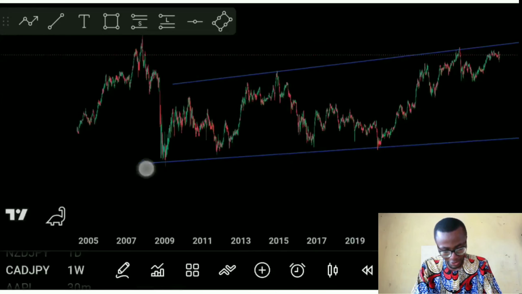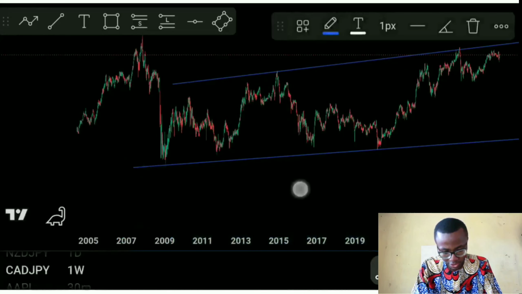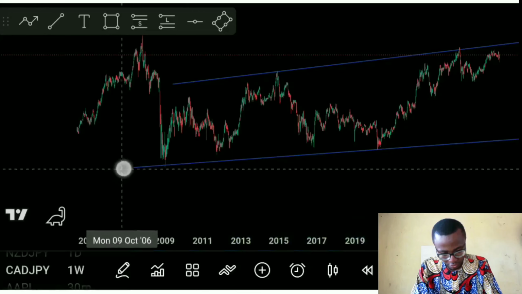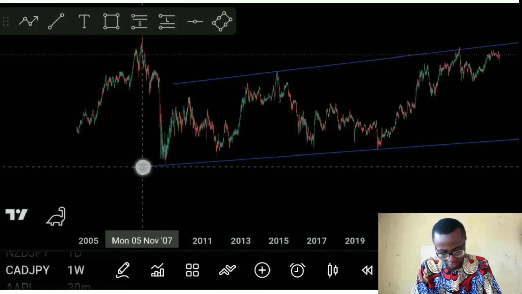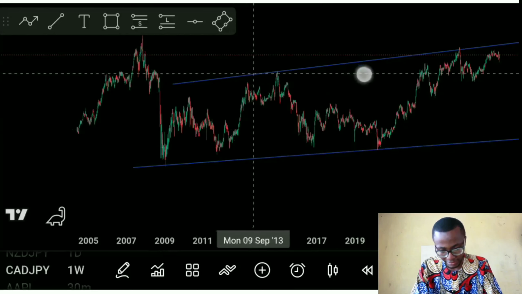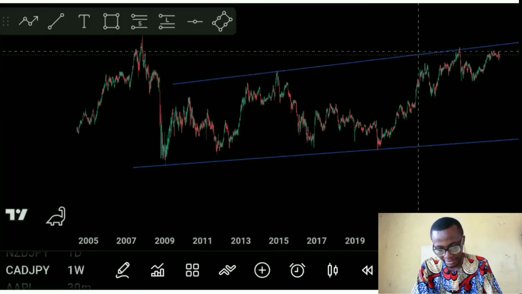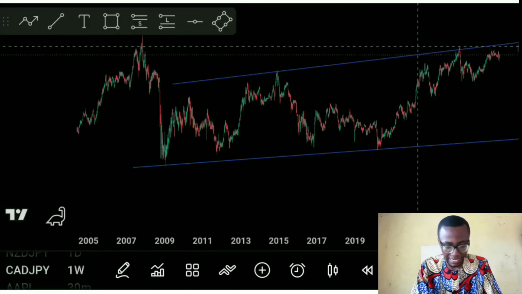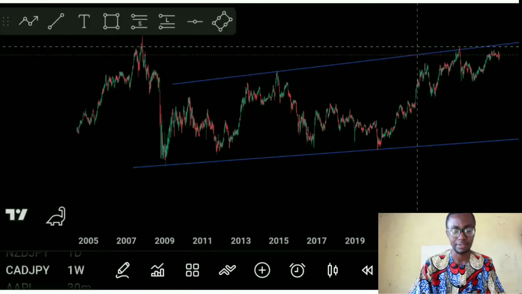Now if you want to know whether this trend is an uptrend, you check this low. Just check the low. You can see that this is a low. Look at the next low. The low got higher. So this is the high, and this is the next high. That means the high got higher. So if the low got higher and the high got higher, that means it's an uptrend.